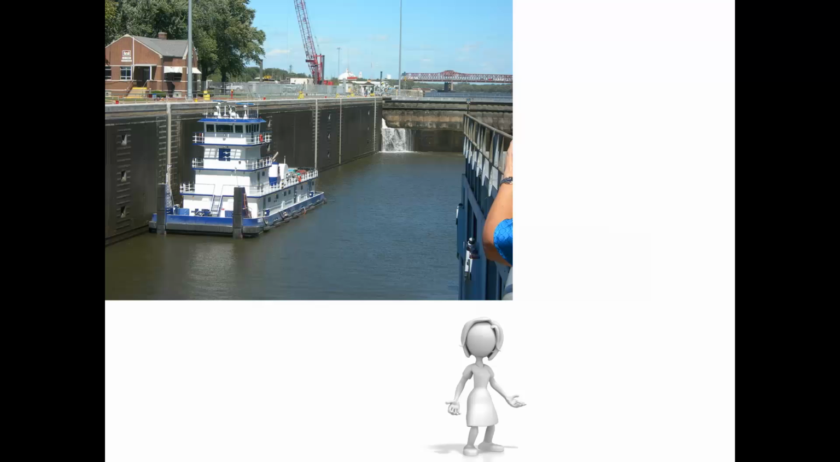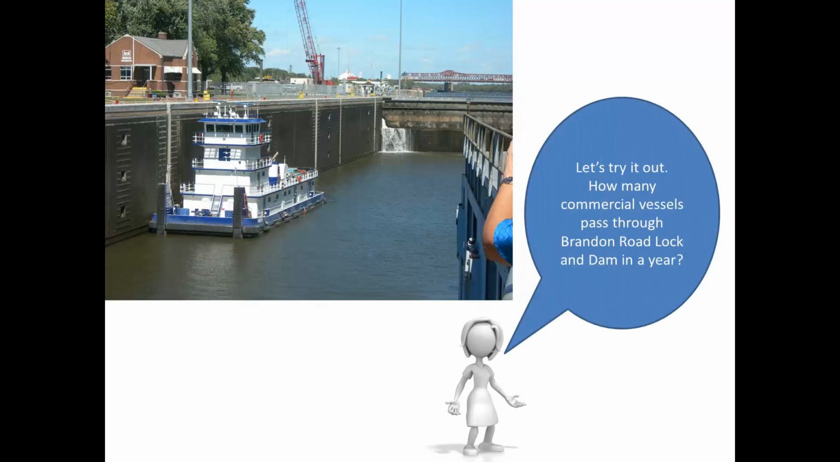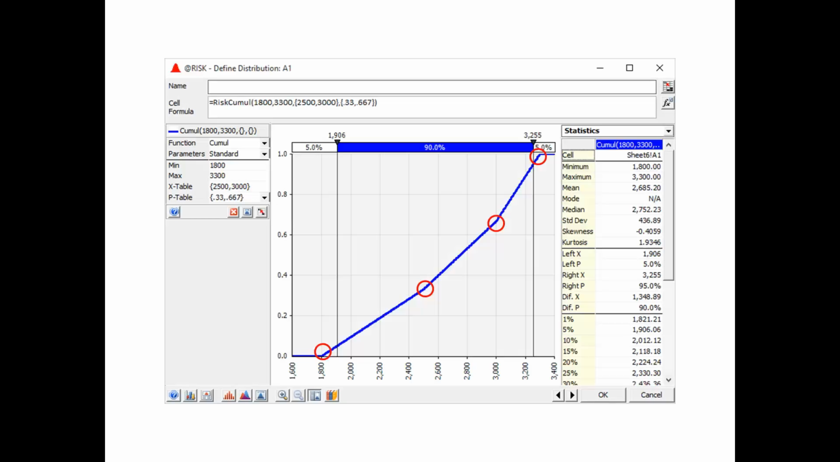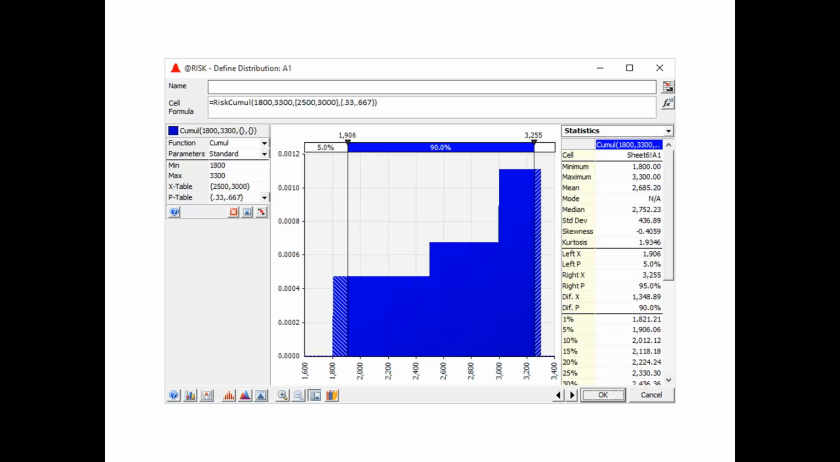Then we gave them an example. Here is the Brandon Road Lock and Dam and a vessel locking through it, and we asked them to estimate the number of commercial vessels that pass through Brandon Road Lock and Dam each year. Here was the worksheet that we gave them, and some sample values. Those sample values then were used to develop this cumulative distribution function. So we wanted people to see how the data that they were providing would be used. This is that same function when it's displayed as a density function.